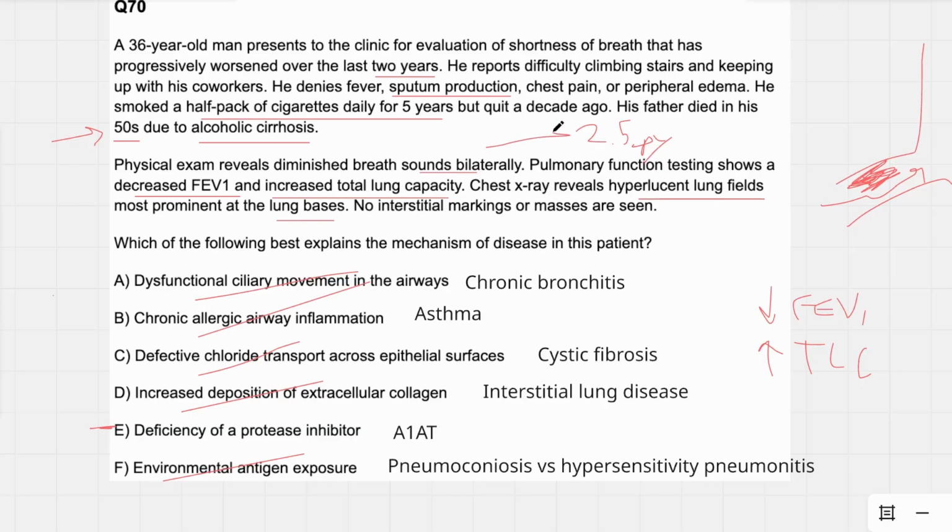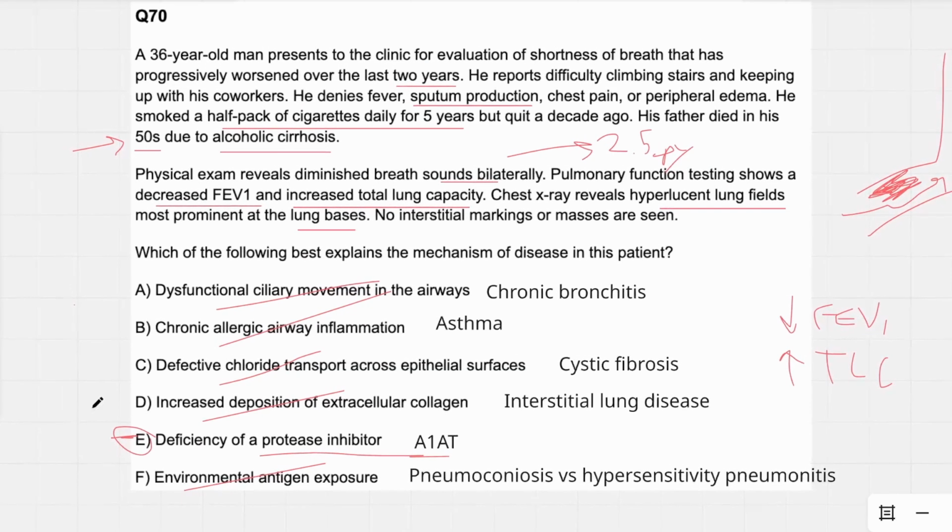So this guy with just a 2.5 pack year smoking history, that could be enough to trigger the onset of COPD when he has all these defective proteases that are going haywire, destroying the lung tissue. Add just a little insult from the smoking, and that can be all you need to get full-blown COPD. So that's why the correct answer is E.